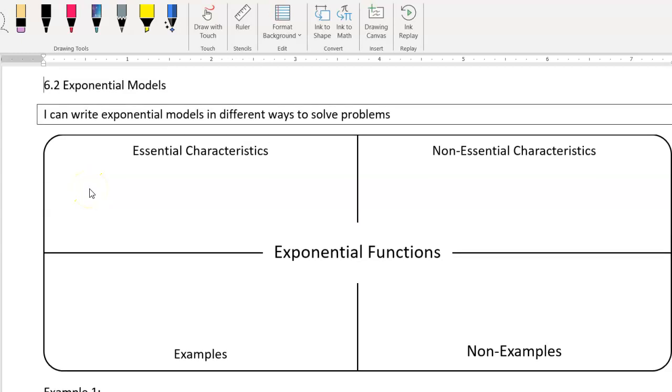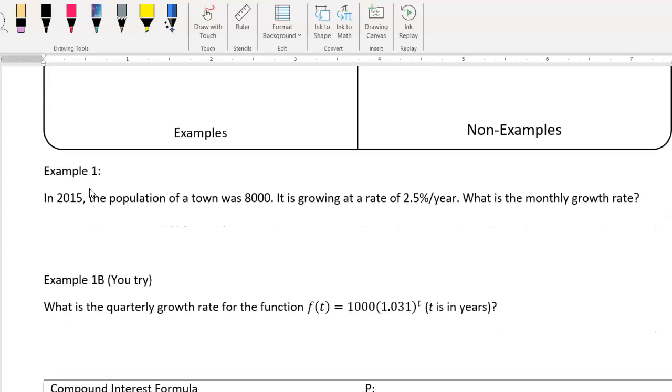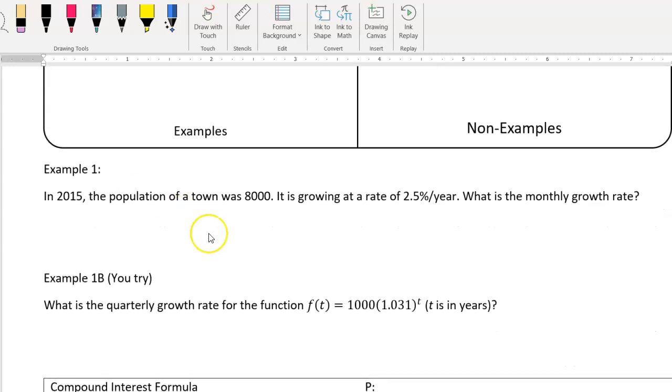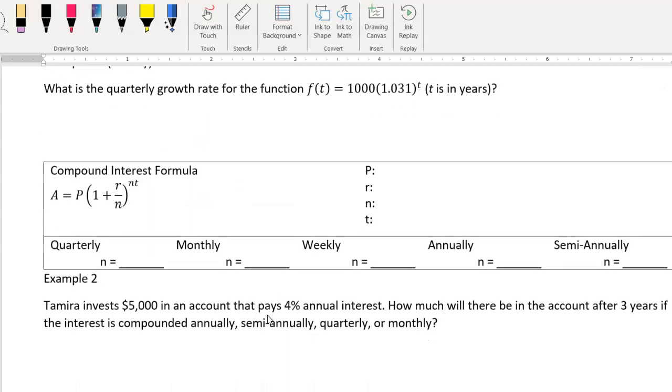Welcome. In this video, we're going to be looking at more exponential models. Now, we're not going to take the time to fill out this diagram in the top of your notes, so we can skip that. We're also not going to do these two examples. These are similar to lesson 6.1, the second part of 6.1. So if you don't know how to do these types of problems, you'd want to make sure that you watch that video.